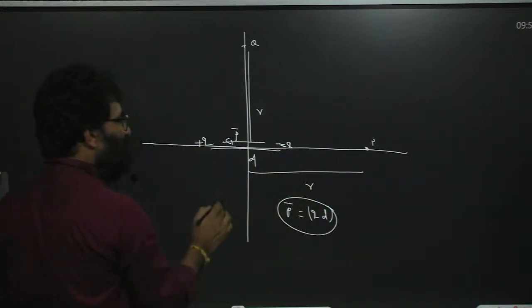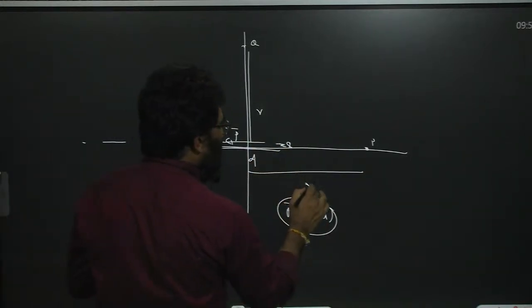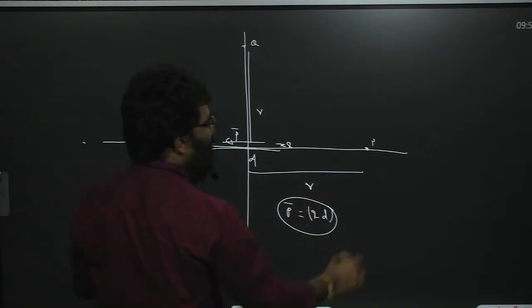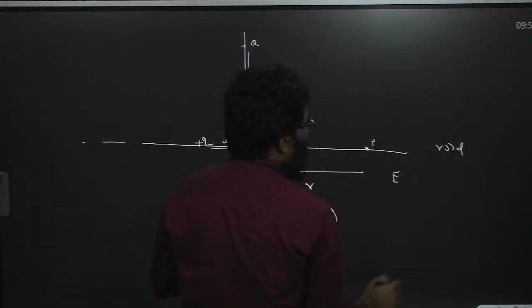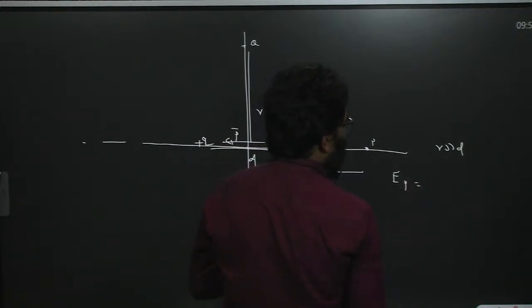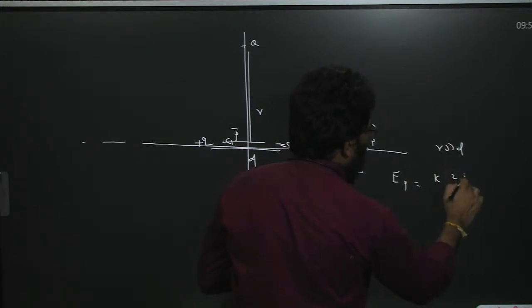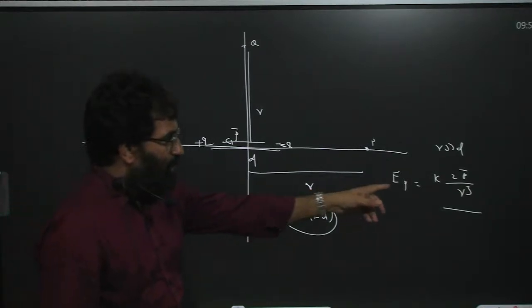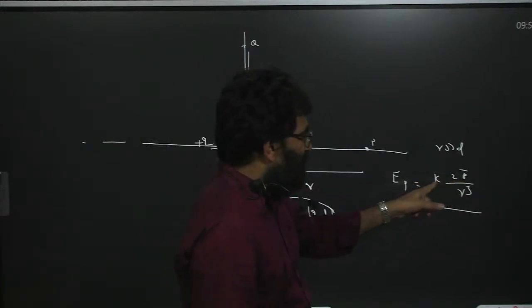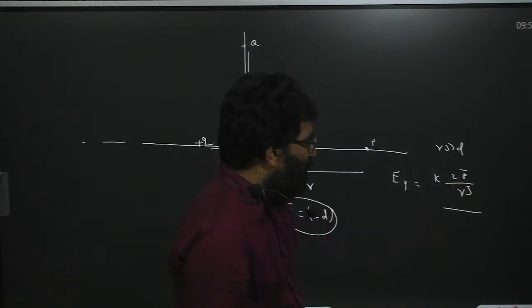Net charge is what? 0. But from the center at a distance r, where r is very much greater than d, the electric field at point P, the axial point, will always be K 2P bar by R cube. You remember this one. Dipole moment is P. So the field is K into 2P bar by R cube.